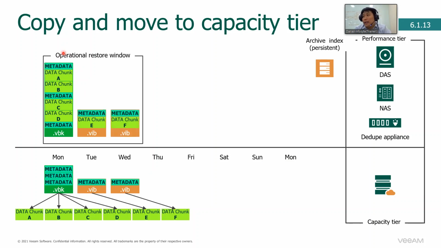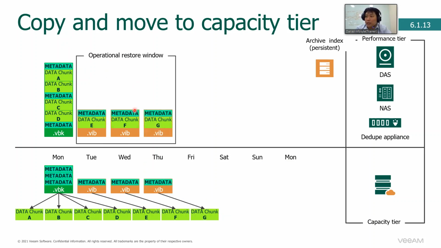Now, why do I select copy and move mode? Because I want to keep this backup data in the capacity tier for a longer time. Meaning to say, I do not want the data in the capacity tier to follow the retention policy that I set in the primary job that created this backup file. That's why when I have copy and move mode together, the backup data in the performance tier will be a bit different.